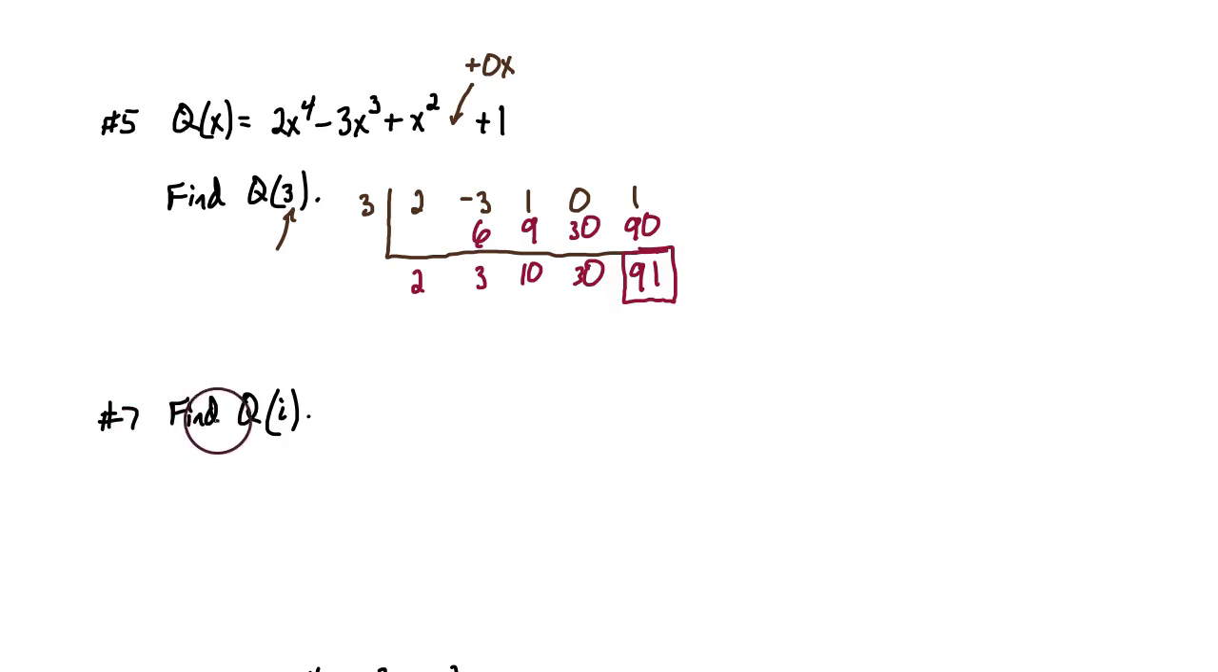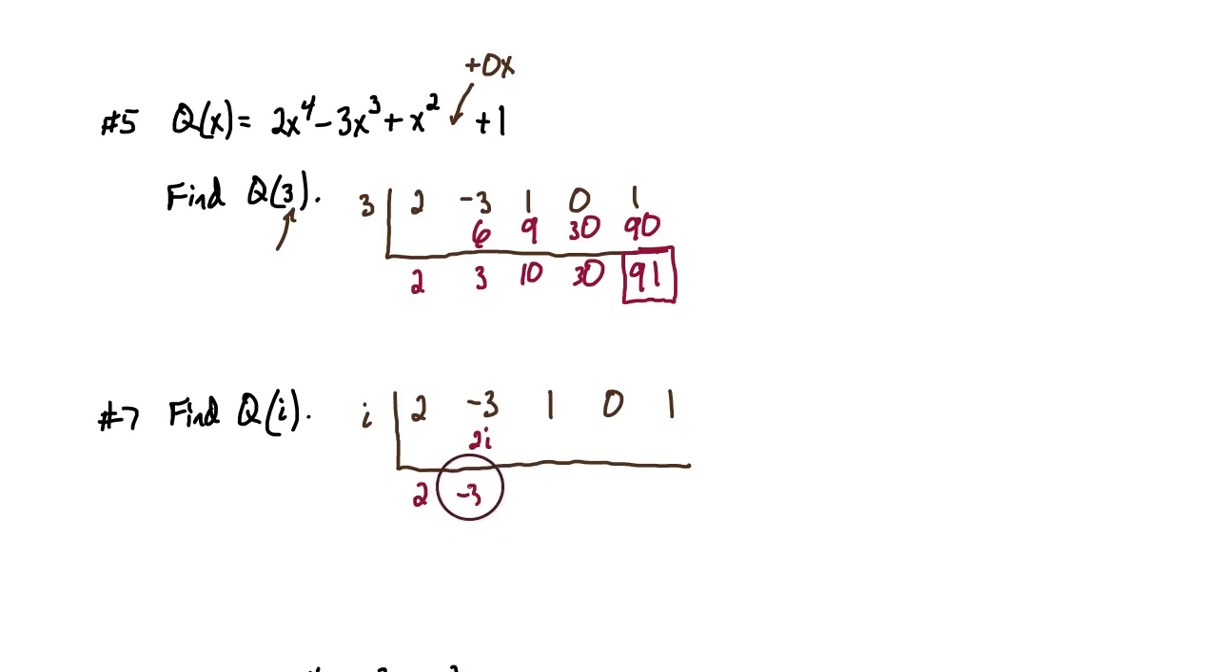Number 7 is still polynomial q. So let's write the same coefficients down. The 2, the negative 3, the 1, the 0, and the 1. This time we're going to substitute in the symbol i. Now let's run through the process. Drop the 2 down. 2 times i is 2i. When you add these together, that's adding a real number and an imaginary number. That makes negative 3 plus 2i.